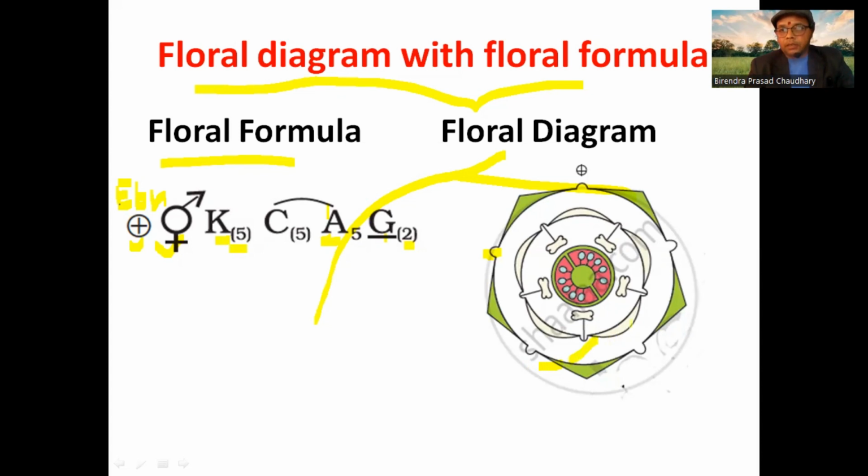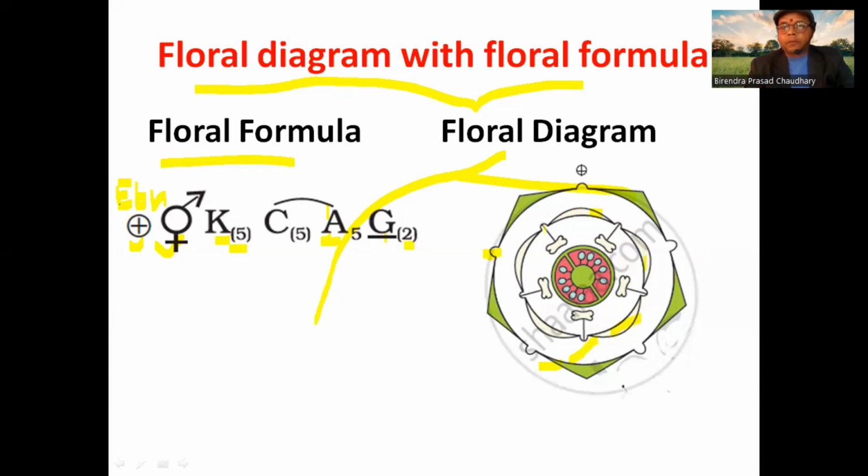Next thing, this is the second whorl. This second whorl is the corolla. Corolla contains the 5 petals, and the petals are also joined to each other, gamopetalous. Their estivation is also either imbricate or you can say valvate estivation.